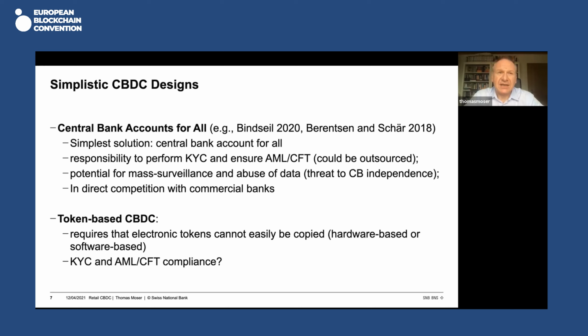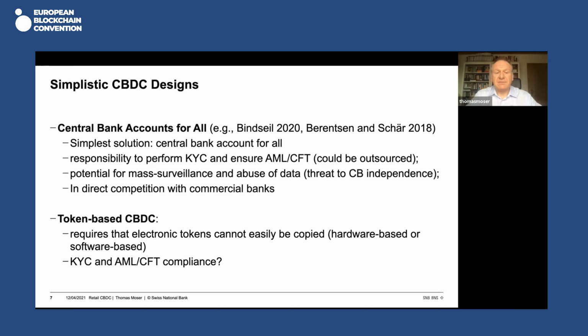Now you could say, okay, the central bank is independent, the data will not be politically abused, but it could be a threat to central bank independence if the government or government agencies would like to have that data. And of course, the other thing is if you can open an account at the central bank directly, that's a direct competition to commercial banks. You can choose whether you want to have your account with the commercial bank or with the central bank. That's where I guess the risk of disintermediation would be highest.